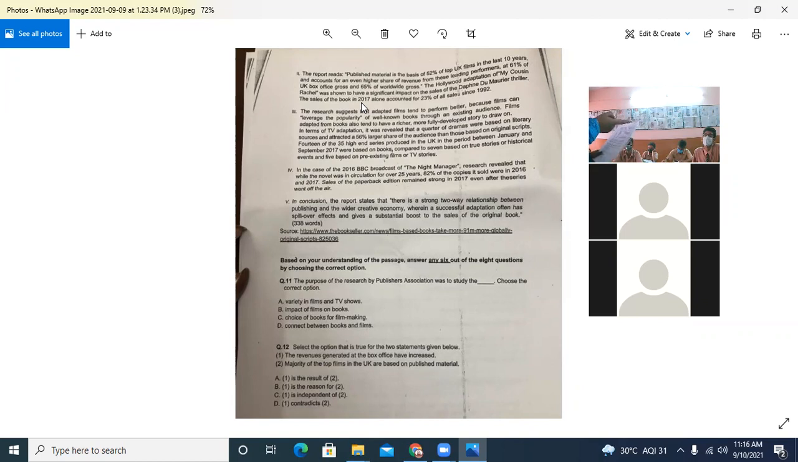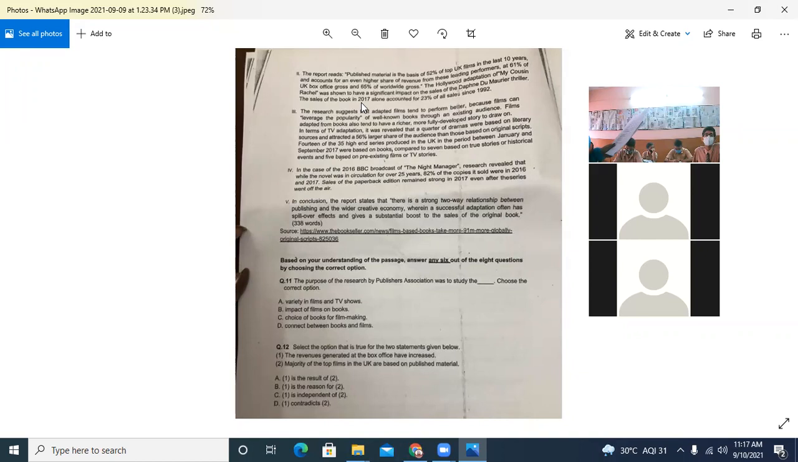But when the film was made, they write the book afterwards. And it accounted for 23% of all the sales. Right? It means that you will comprehend what is not written in the paragraph.